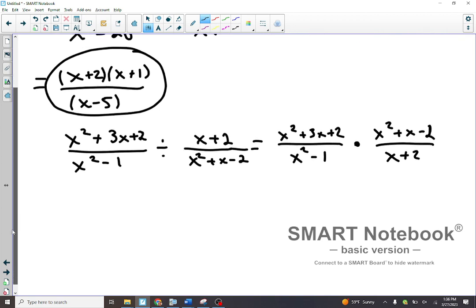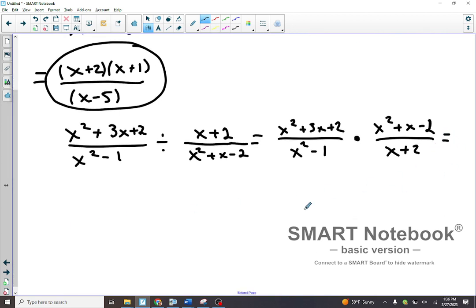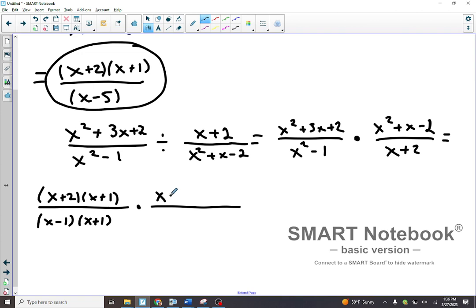From there, you could rewrite it, or you could factor it now. The top left one, x plus 2, x plus 1. The bottom one, x minus 1, x plus 1. The top right one, x plus 2, x minus 1. And the bottom one, x plus 2.